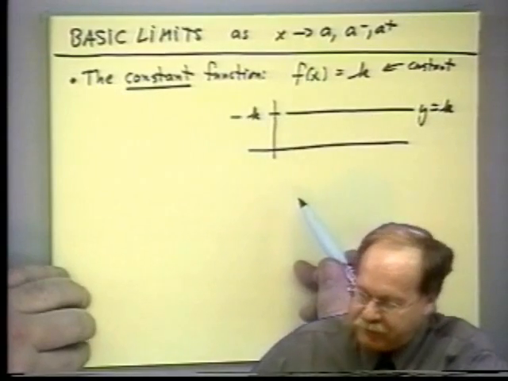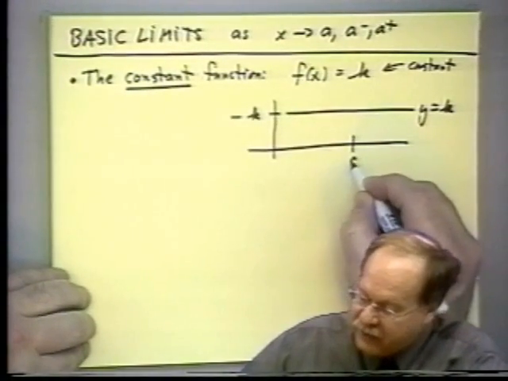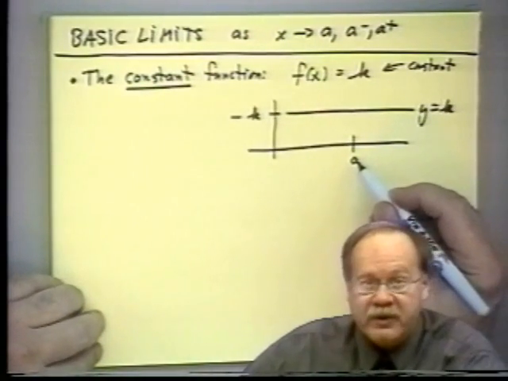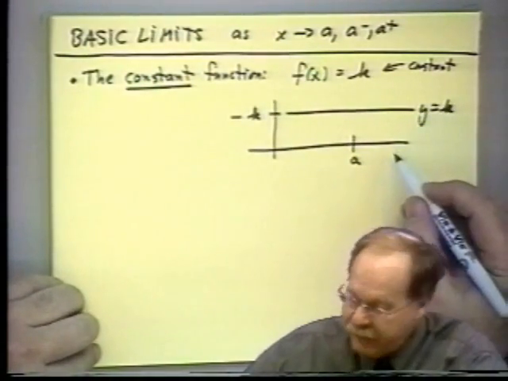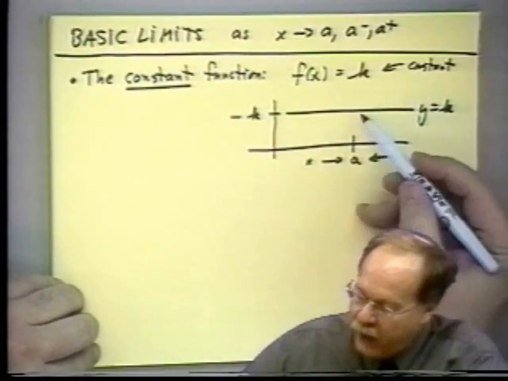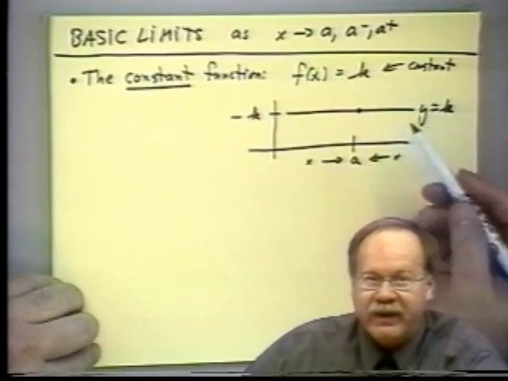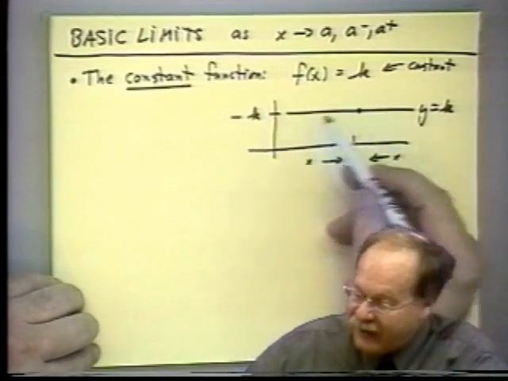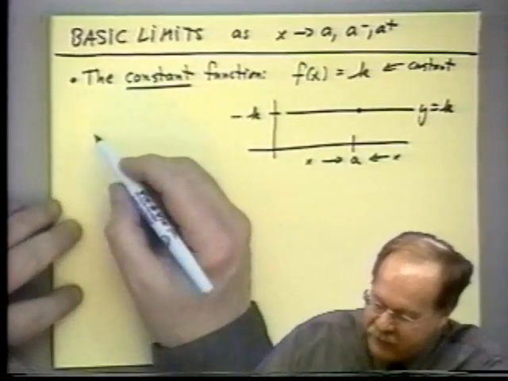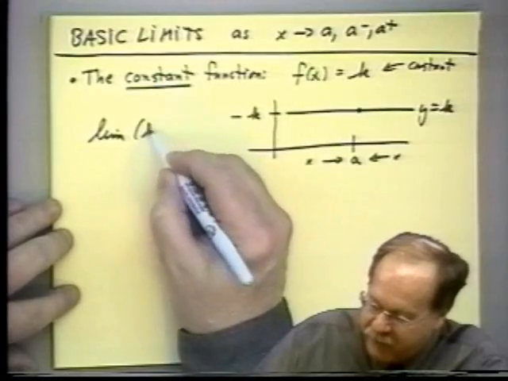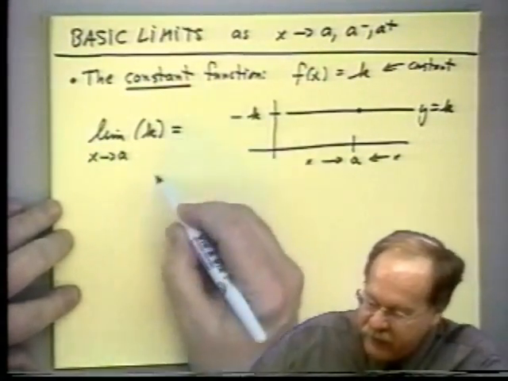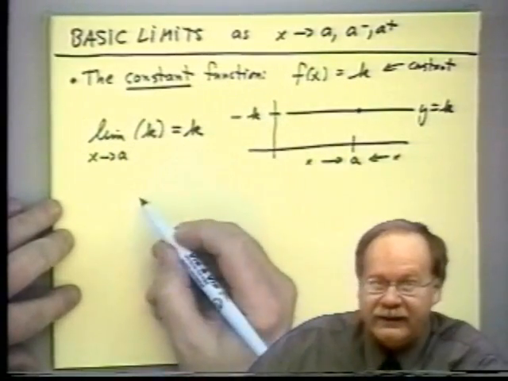Not a very interesting function. And it's very easy to find any limit of this function. For example, if we take an arbitrary real number a on the real number line, and we ask ourselves, as the x's come in and approach a, what happens to the height of the function? Then we have a very easy answer. The height of the function is constant. It never changes. So that means if we take the limit of the constant function k as x approaches a, then we should expect that we get k.